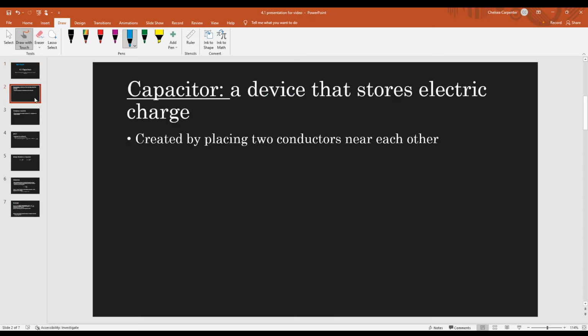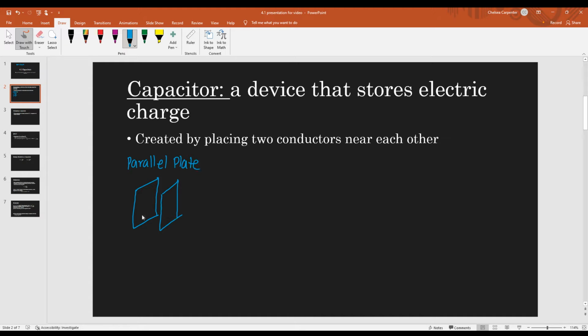So let's get started. A capacitor is any sort of device that stores electric charge. And this is created by placing two conductors near each other. And exactly how that makes a capacitor we'll talk about here shortly. So one of the most common types of capacitors that we will discuss in this class is one called a parallel plate capacitor.